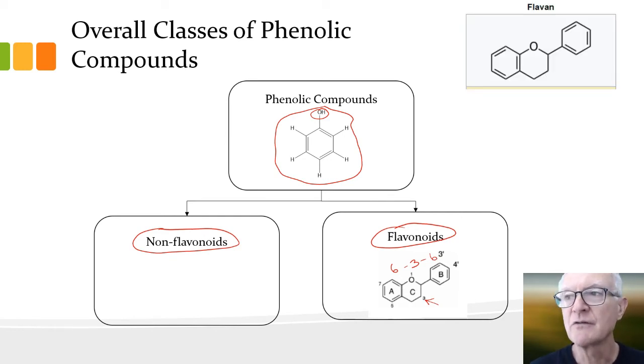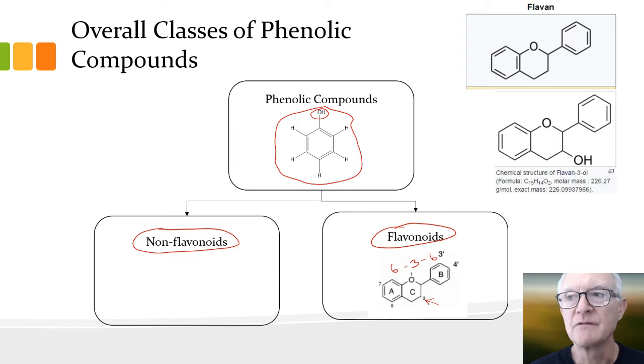So they're based on flavan. There's the flavan ring, again the 6-3-6 structure. And flavan-3-ol, for example, is one of the common structures and forms the basis of lots of other compounds. So flavan-3-ol has the one hydroxyl group showing at position 3 on the C ring.